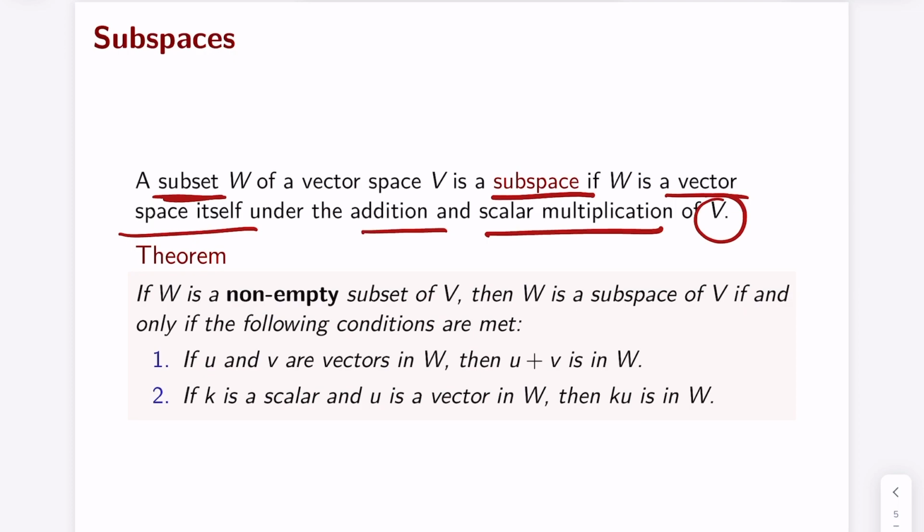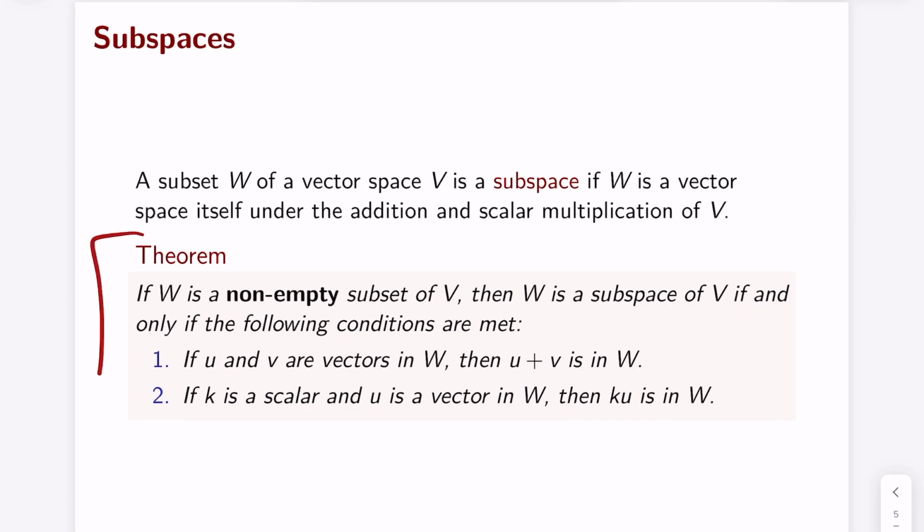With this definition, we will have to prove all the conditions, right? To prove that something is a subspace, because the definition is simple, that it is a vector space, we will need to prove the big definition of vector space. But this theorem gives us a shortcut. This theorem says that to prove that something is a subspace, we only have to prove that it's non-empty and that the closure axioms are true.